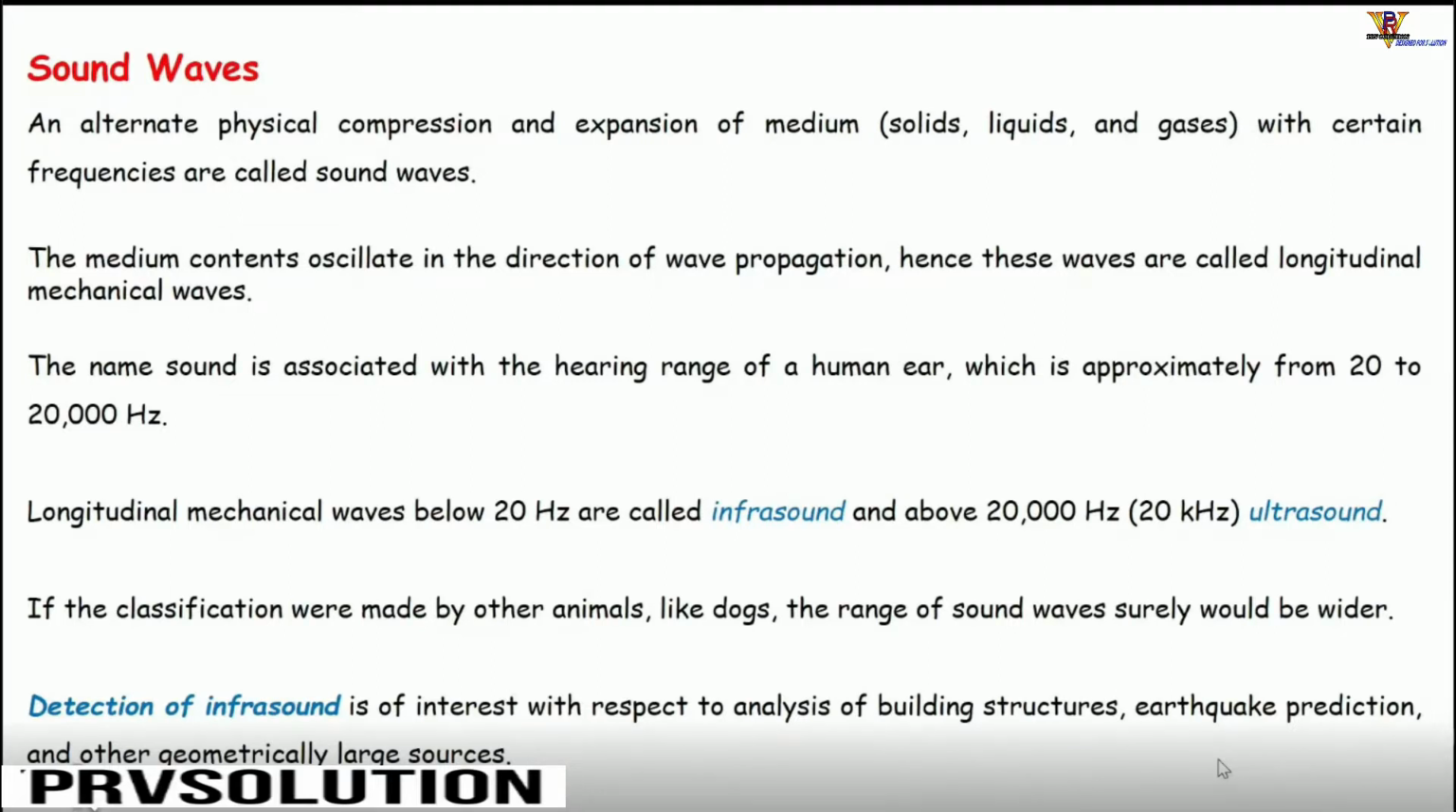The name sound is associated with the hearing range of the human ear, which is approximately from 20 hertz to 20 kilohertz. So this is the range of frequency the human ear can hear. If the same experiment is performed for other animals, then the frequency range may be wider. But for human beings, this is the range. And whatever wave we have in this range, we can term it a sound wave.